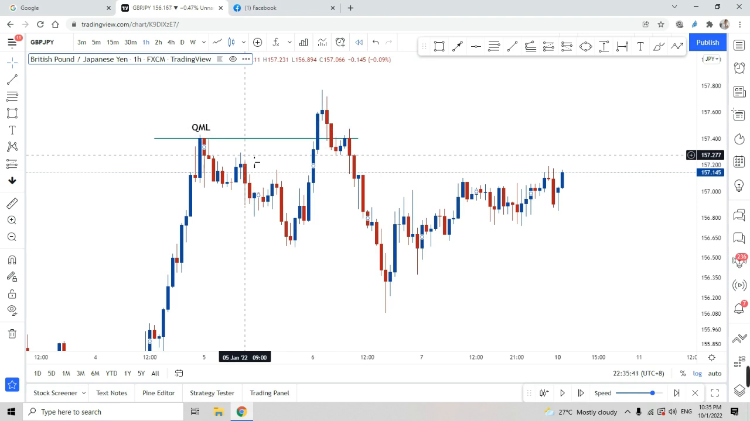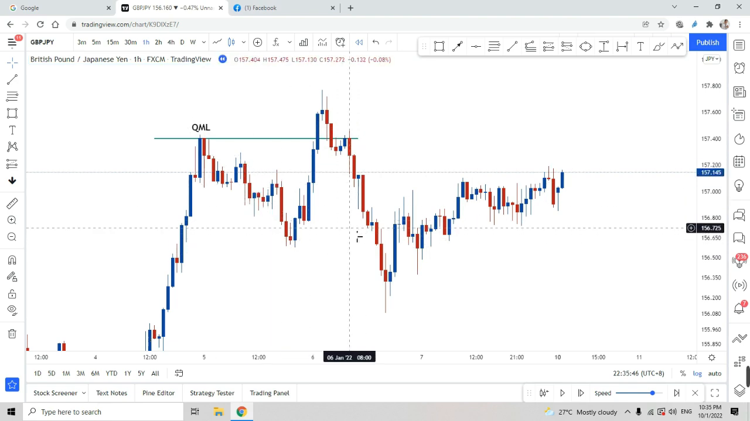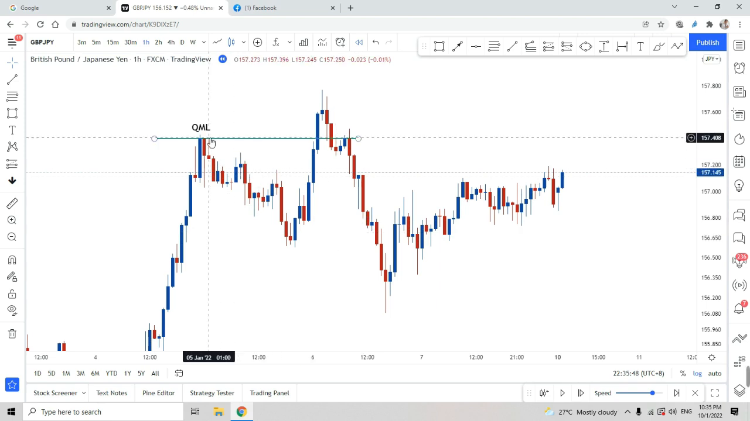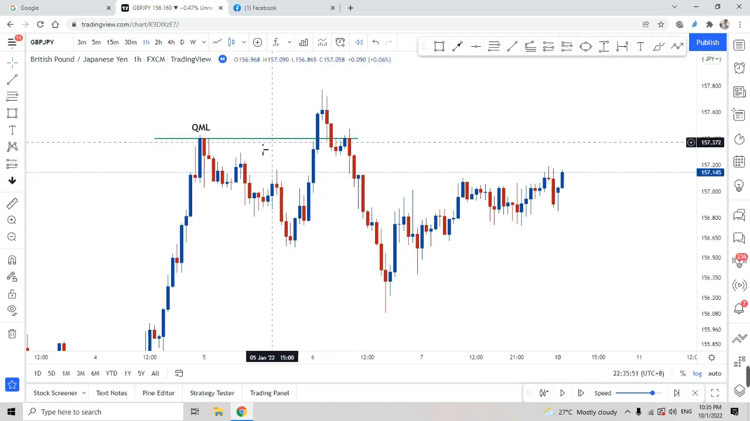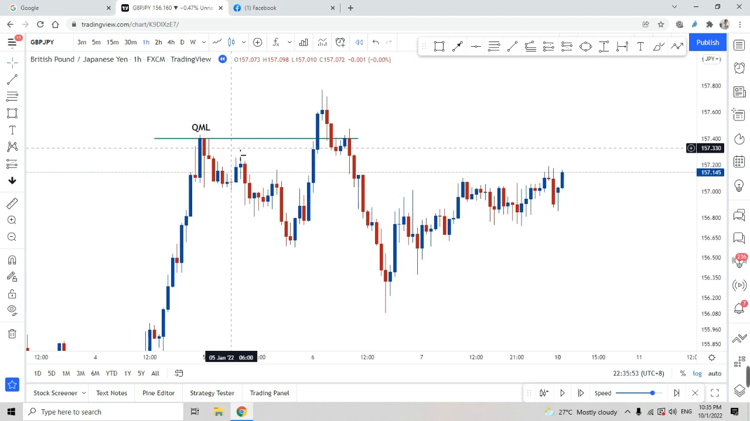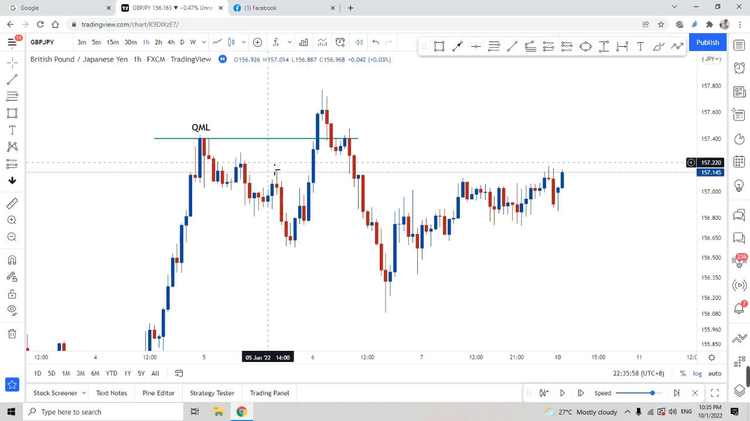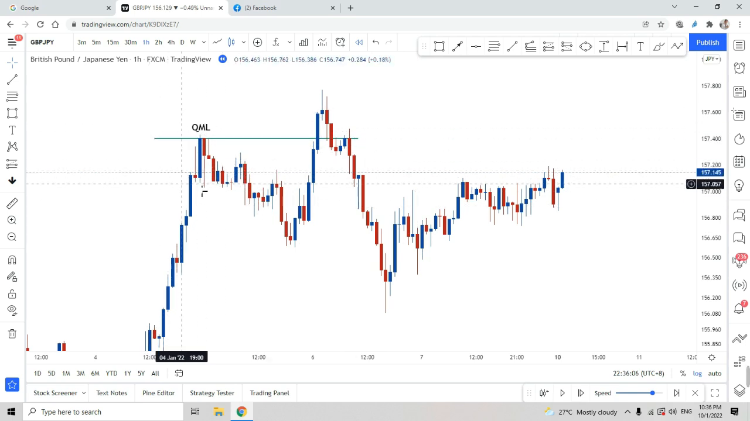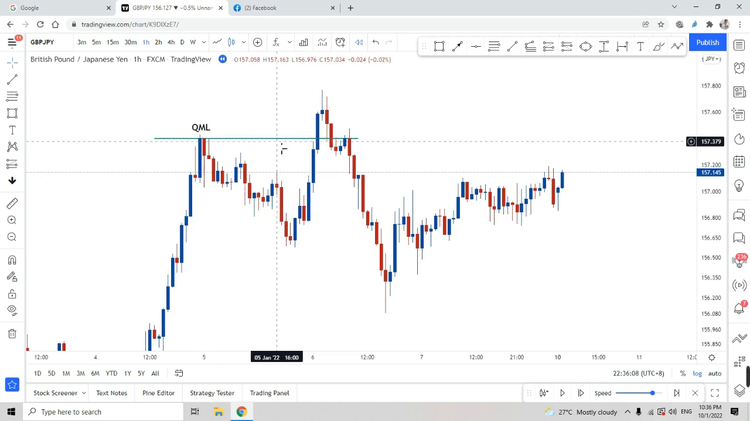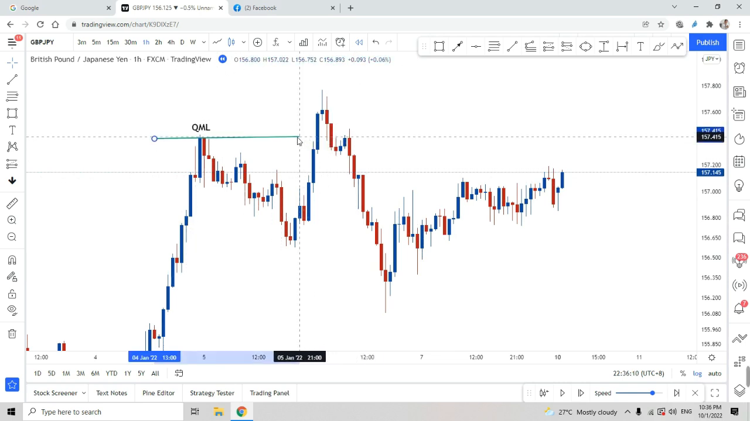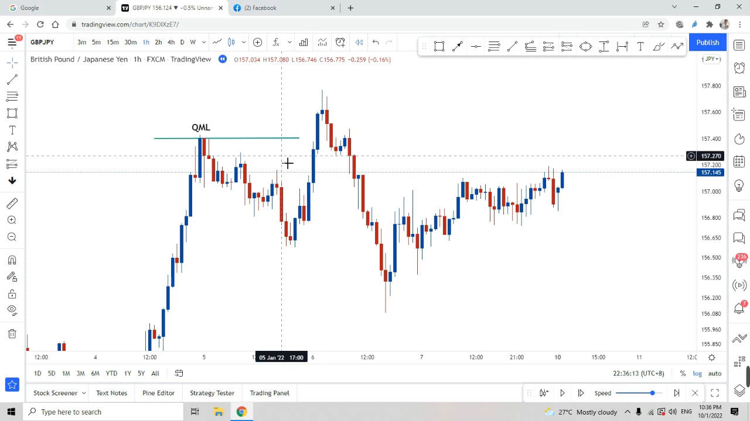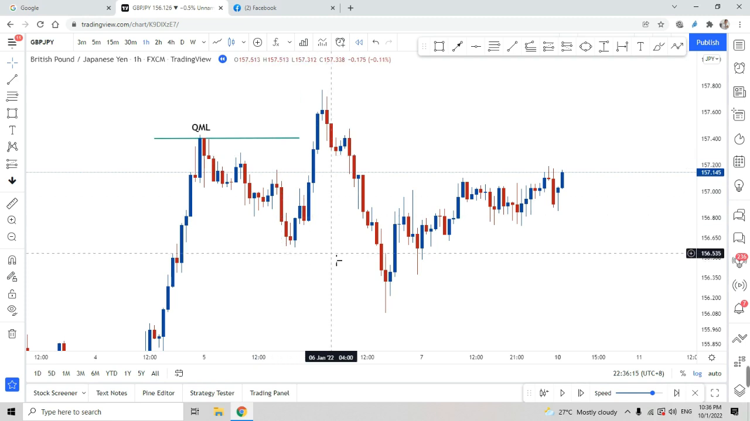What is QML? QML is not an entry area. QML is just a pattern to tell you that the price will reverse. That's all, end of the story. I just don't understand some people, how come I entered at QML and the trade does not trigger? QML is not where you should enter. So you know your QML. Good. Usually I'll just place it somewhere around here. I know my QML, so what is the next thing that I should be looking at?